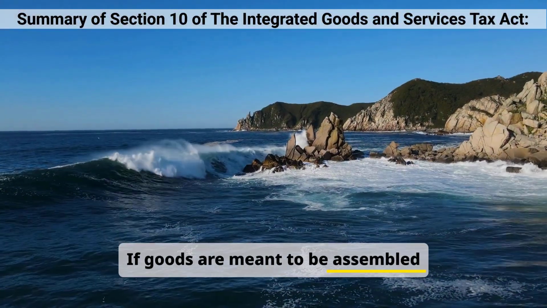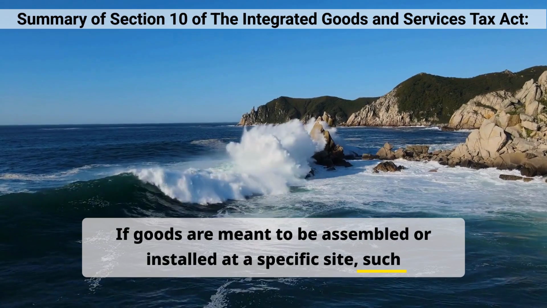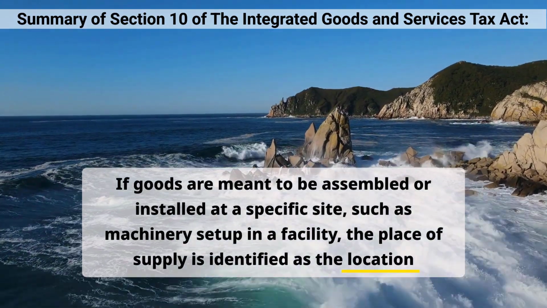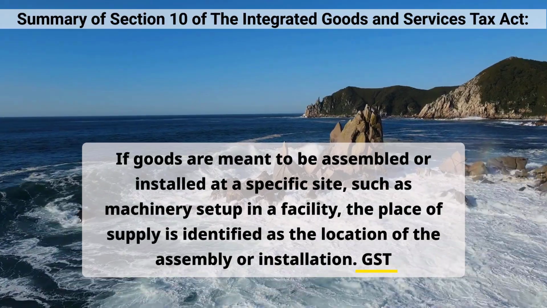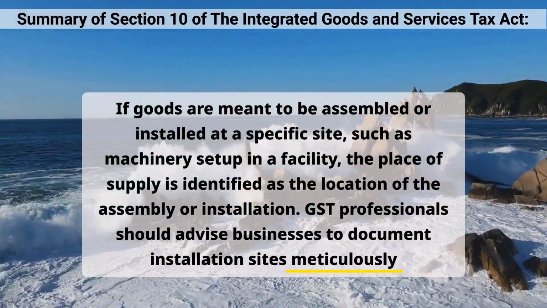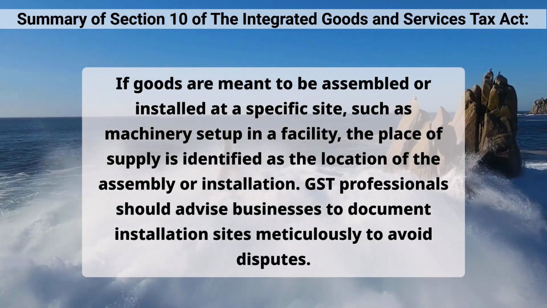If goods are meant to be assembled or installed at a specific site, such as machinery set up in a facility, the place of supply is identified as the location of the assembly or installation. GST professionals should advise businesses to document installation sites meticulously to avoid disputes.